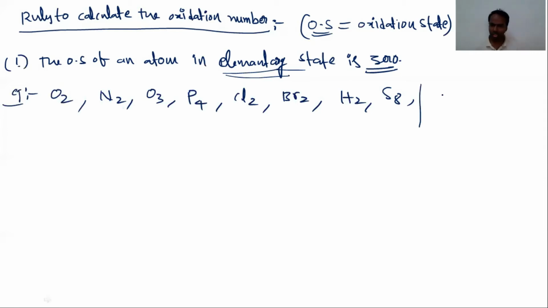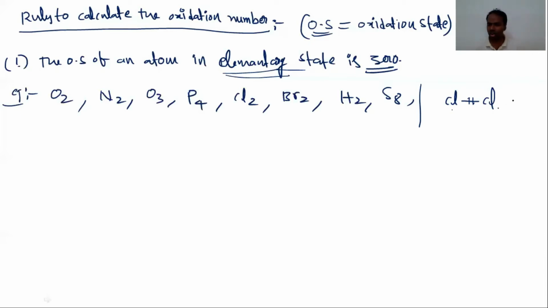For example, if you take Cl2, I want the oxidation state of Cl in Cl2. In the Cl2 molecule, there is a covalent bond between two Cl atoms. Both have the same electronegativity, so they equally share this electron pair. The electron pair is situated exactly at the mid position of the two chlorine atoms. So there is no gain of electrons and no loss of electrons. Then no charge appears on these two chlorines.